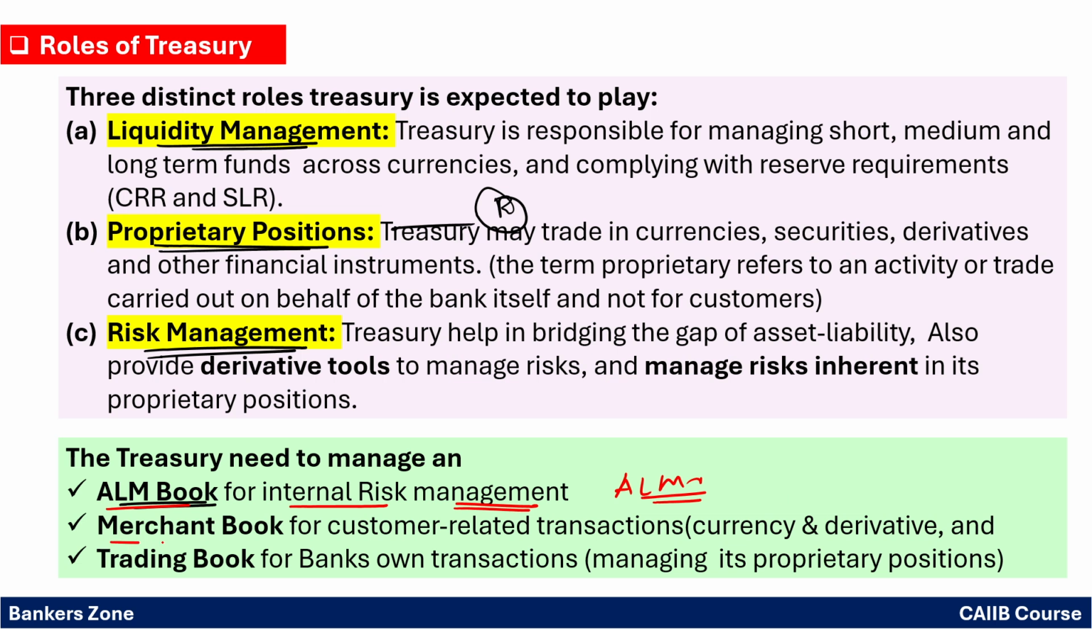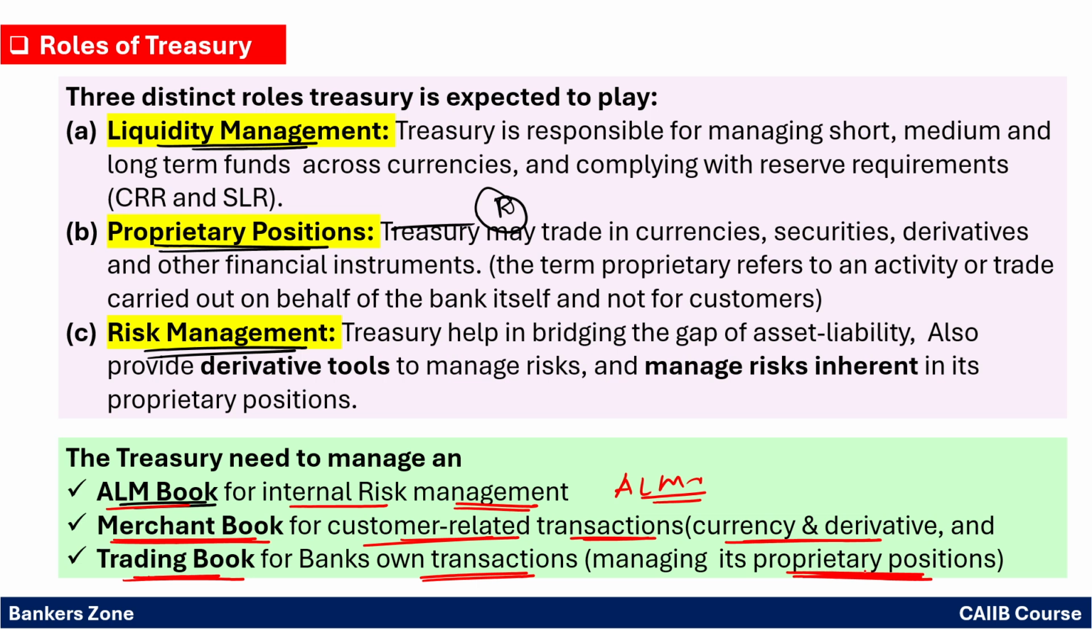Apart from that, there is one merchant book and one trading book. Merchant book is for customer related transactions. That can be currency or derivative. However, trading book is for the bank's own transactions. That means how to manage its proprietary position. Proprietary means what? Working for the bank to earn for the bank. It is the proprietary position.